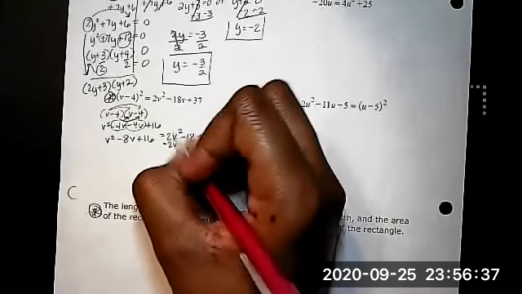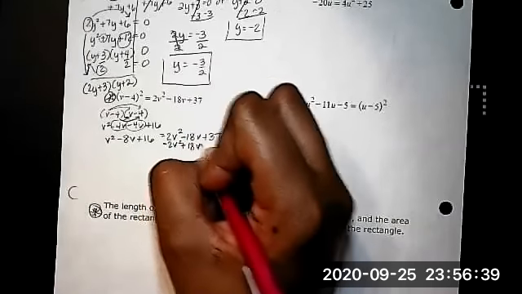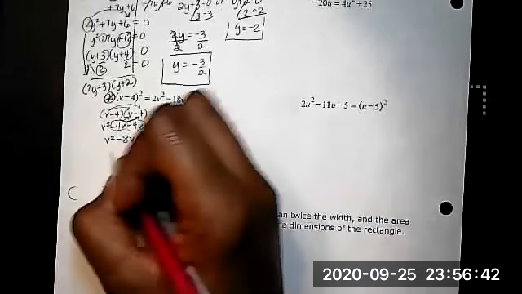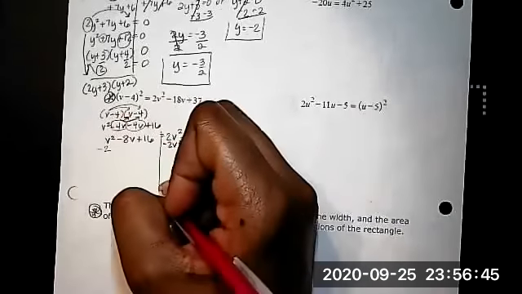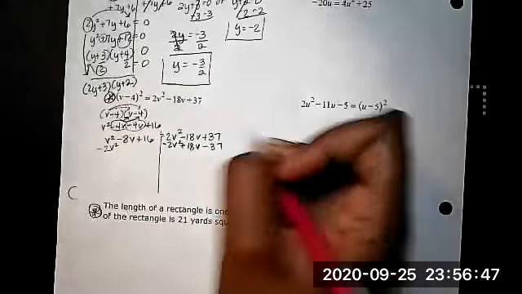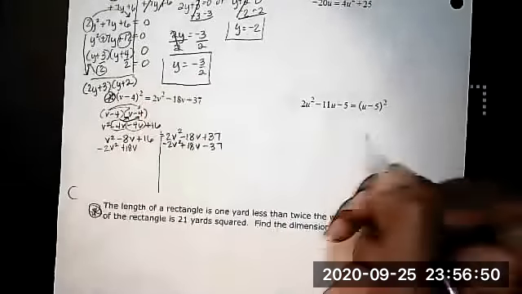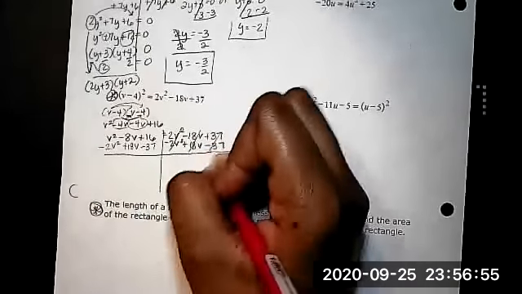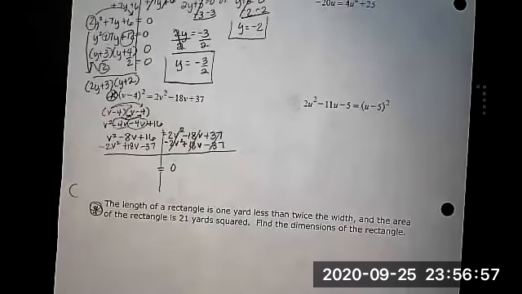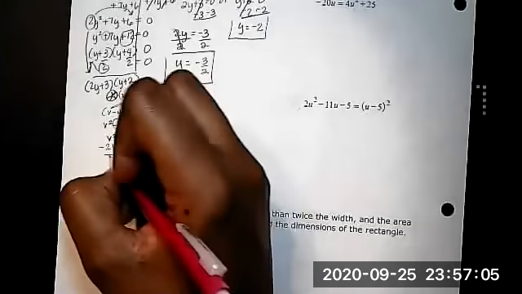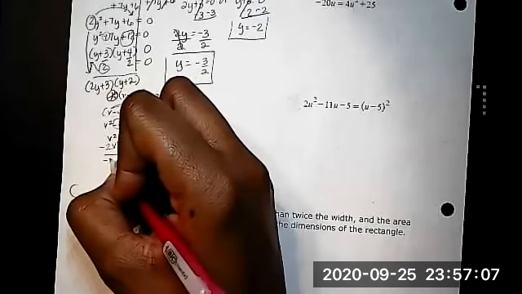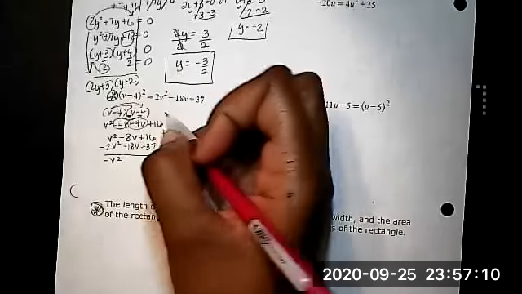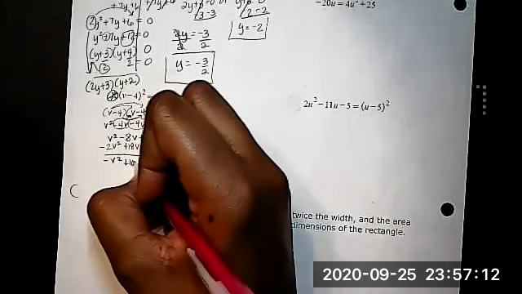2b squared plus 18b minus 37. And do the same thing. Whatever I do on this side, I have to do on this side. Minus 2b squared plus 18b minus 37. I'm going to set that all equal to 0. And what it comes out to be is, what is that? Negative b squared plus 10b.